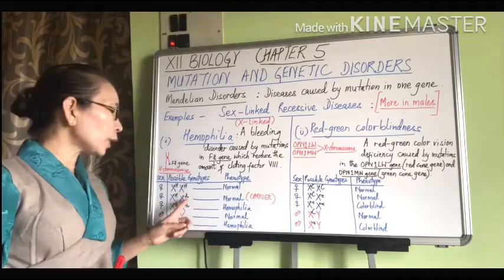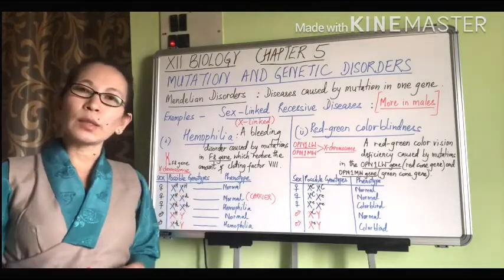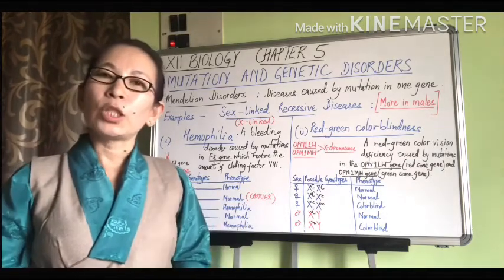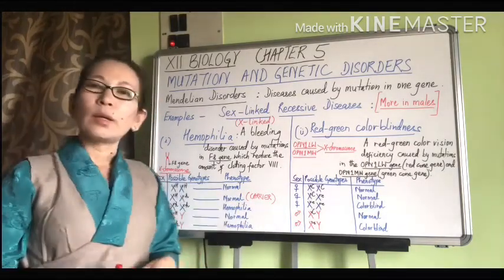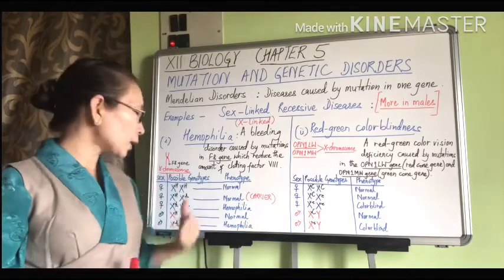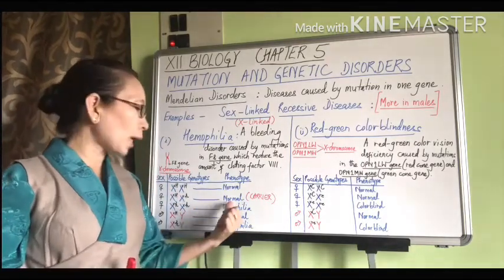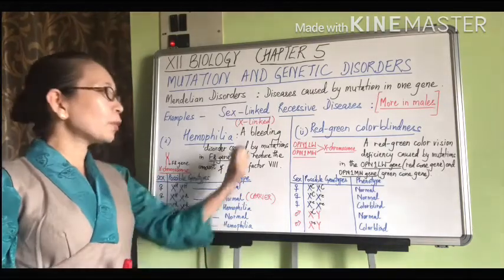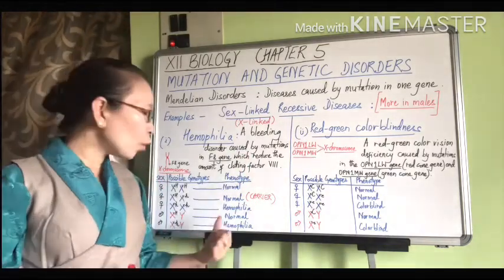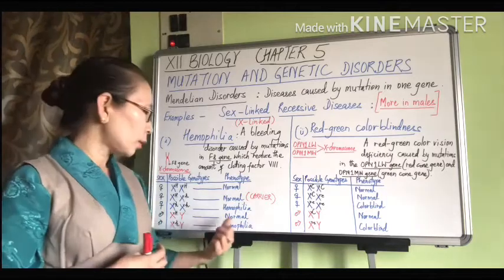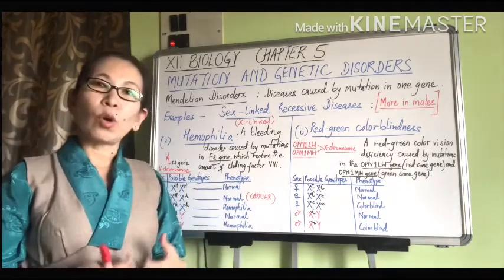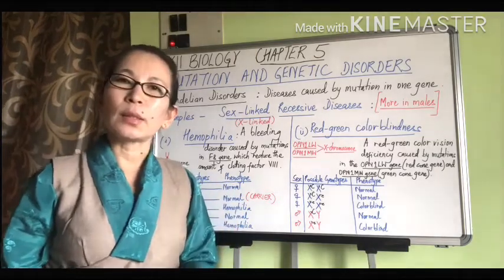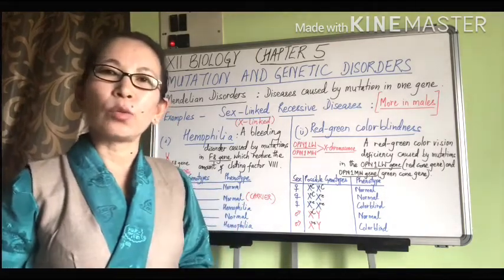So if one of the X chromosomes has the defect, but the other X chromosome has the normal allele, then she will have the compensation by that other X chromosome and will not be suffering from the disease. Whereas for most of the X-linked diseases, there is a higher risk of the males having the expression of X-linked diseases, because they only carry a single X chromosome.